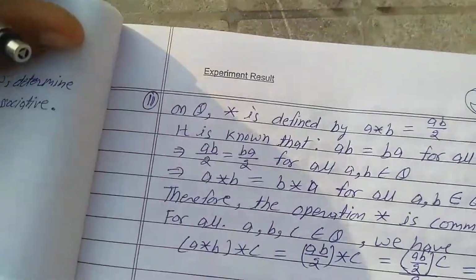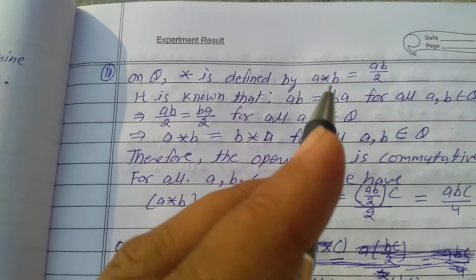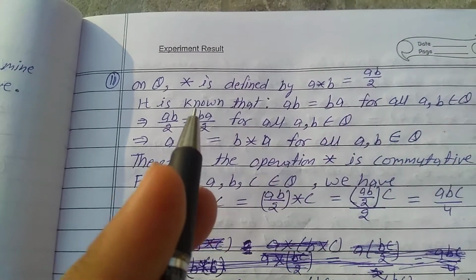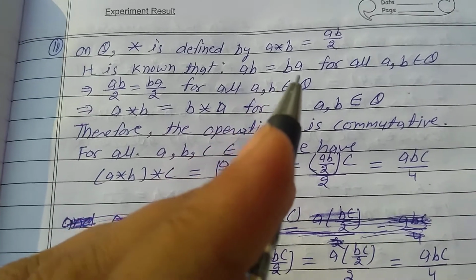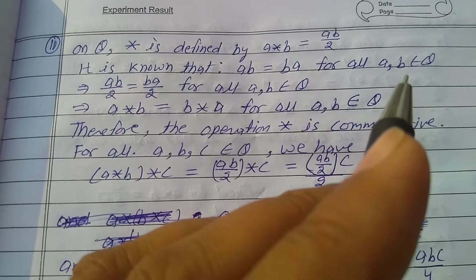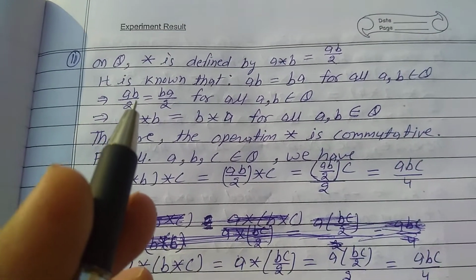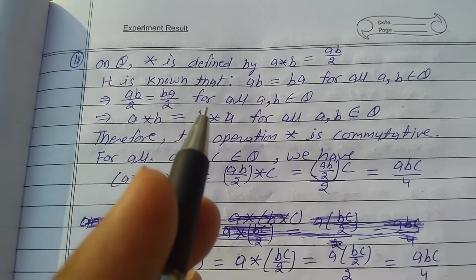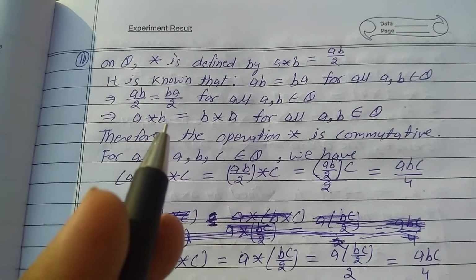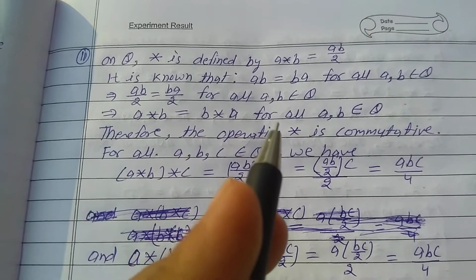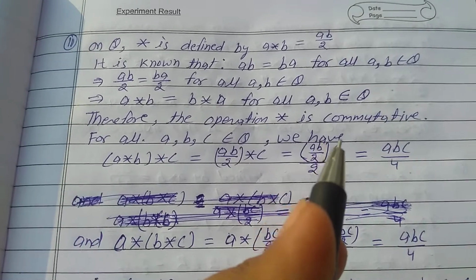Third, on Q, star is defined by a star b is equal to ab by 2. It is known that ab is equal to ba for all a, b belongs to Q, which implies ab by 2 is equal to ba by 2 for all a, b belongs to Q, which implies a star b is equal to b star a for all a, b belongs to Q. Therefore, the operation star is commutative.